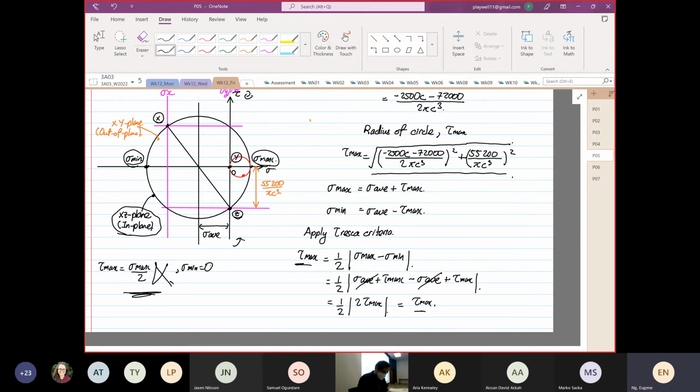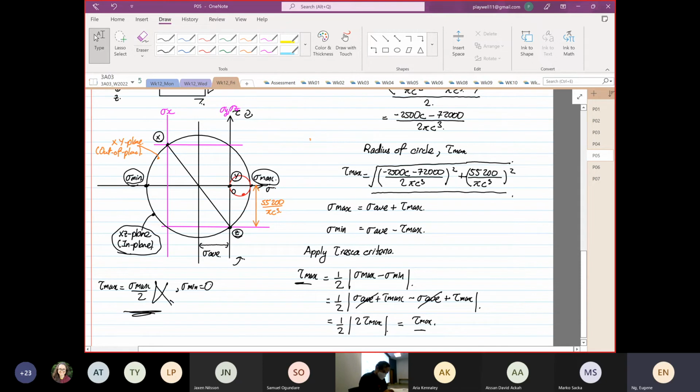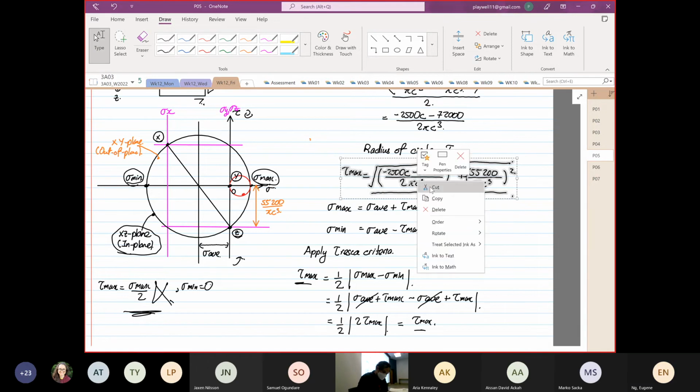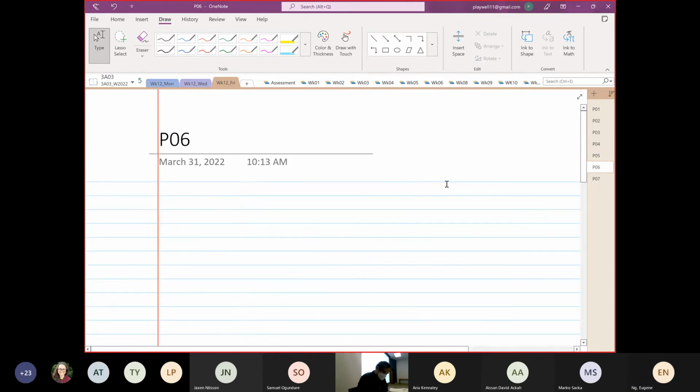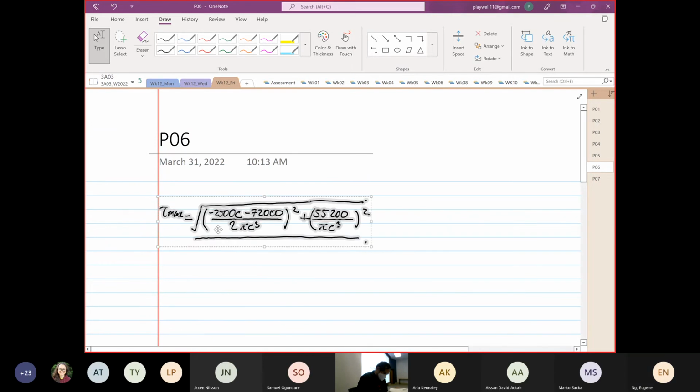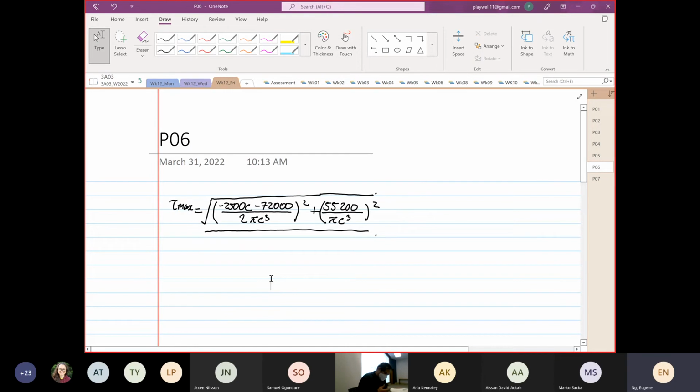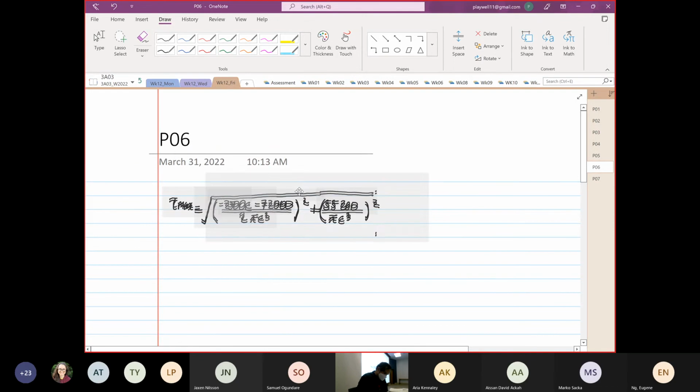Okay, right. So from here, we are going to use this formula over here. Copy. We're going to paste. And we're going to just use this one, right? And we know this entire expression, tau max, is equal to 50, right? We know that's 50 times 10 to the power 3.